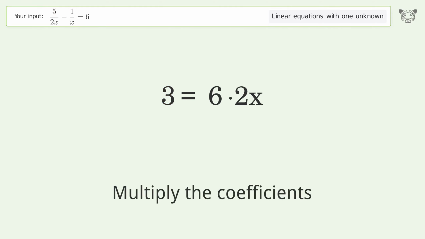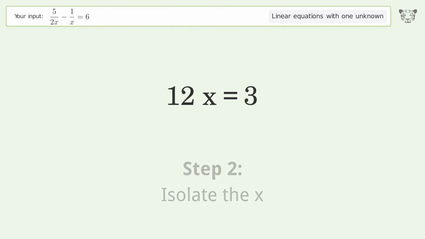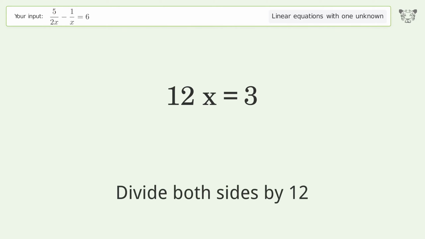Multiply the coefficients. Swap sides. Isolate the x. Divide both sides by 12.